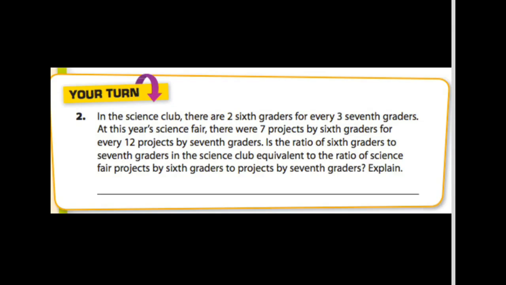In the science club, there are 2 6th graders for every 3 7th graders. At this year's science fair, there were 7 projects by 6th graders for every 12 projects by 7th graders. Is the ratio of 6th graders to 7th graders in the science club equivalent to the ratio of science fair projects by the 6th graders to projects by the 7th graders? Explain. So, I'm going to do two things.